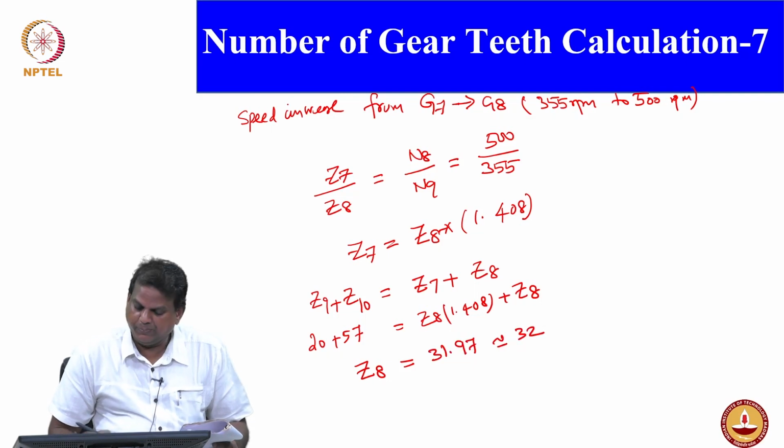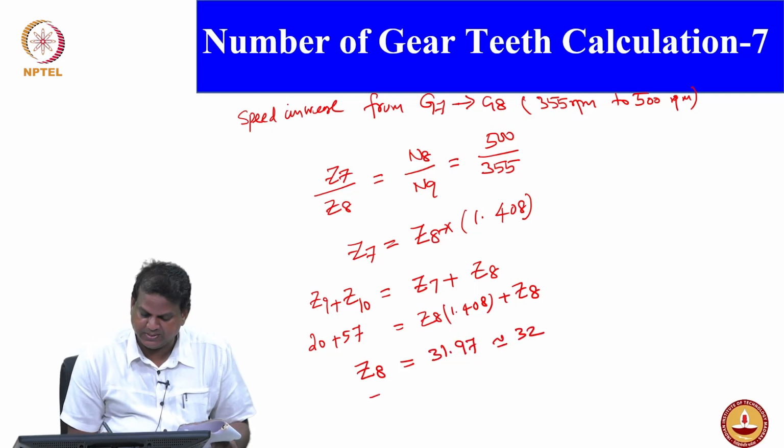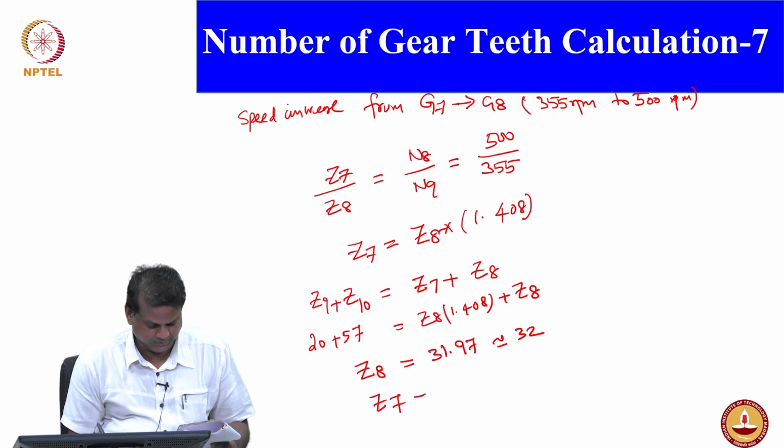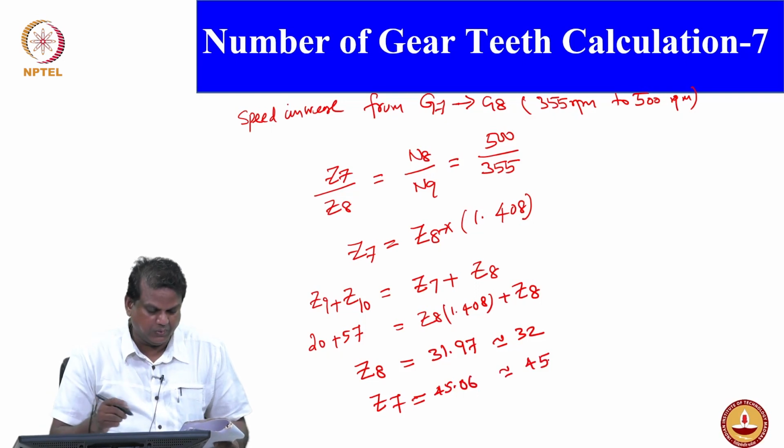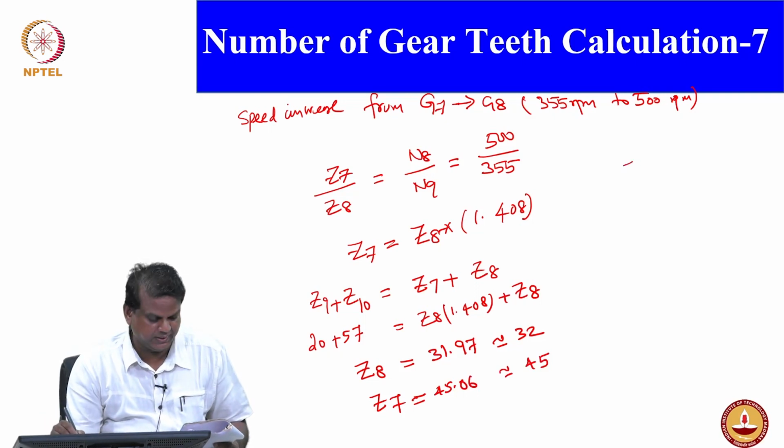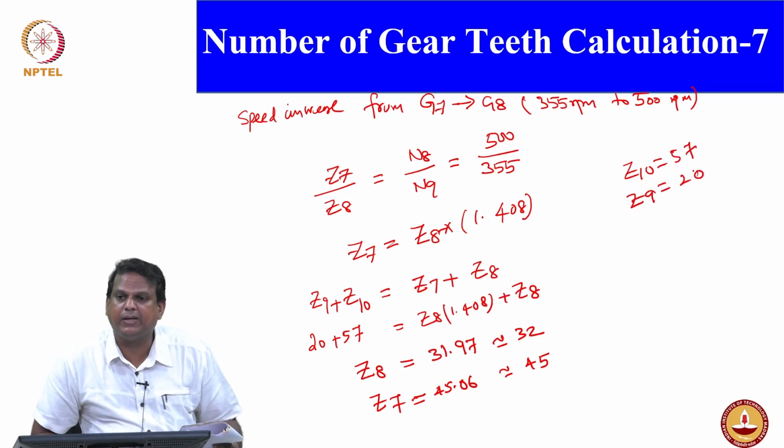Okay, approximately 32. So, and what happened to my Z7 then? Z7 is coming as 45.06, should be 45. Okay, look at earlier we got Z10 as 57 and Z9 as 20. So my total number of teeth would be 97.